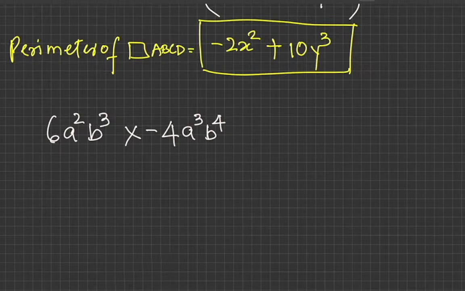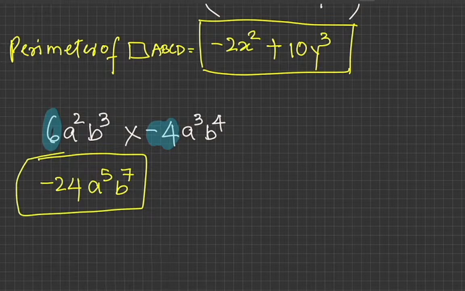multiply the numerical coefficients. So we have a 6 and a negative 4. You don't really need to calculate; you can do this in your mind. So it will be negative 24. a to the power 2 times a to the power 3 is a to the power 5. b to the power 3 times b to the power 4 is b to the power 7. This is your product.